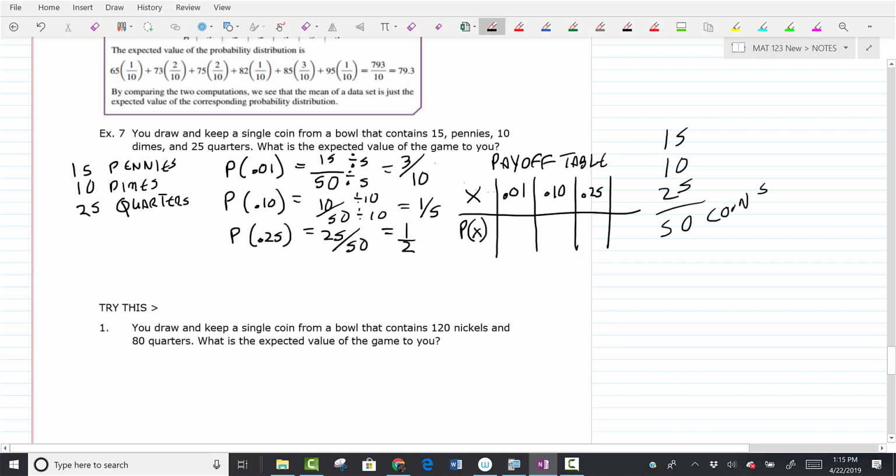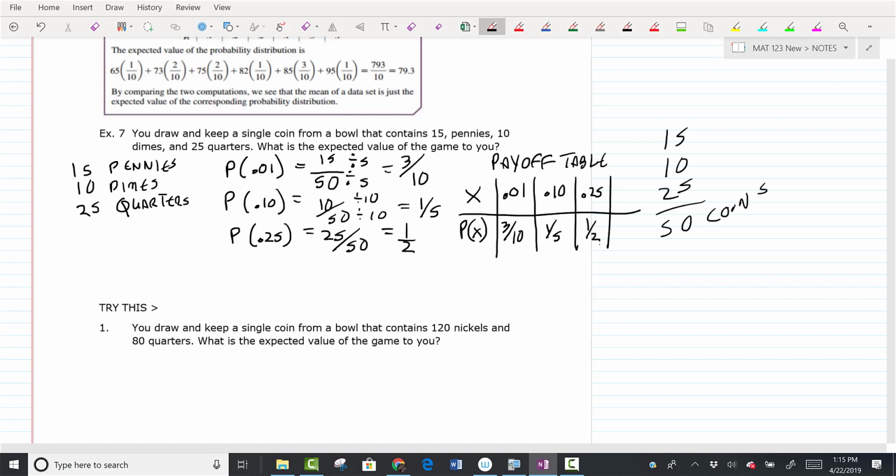So the probability of getting a penny was 3/10. You could change that to a decimal if you wanted to. And then the probability of a dime was 1/5, and the probability of a quarter was a half, like that. Okay?